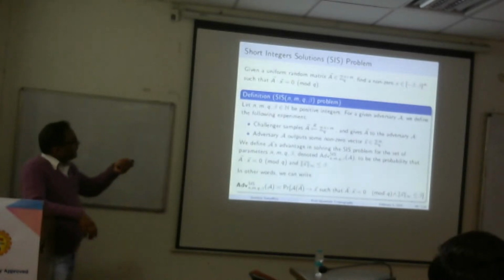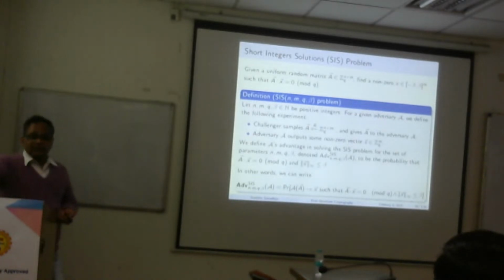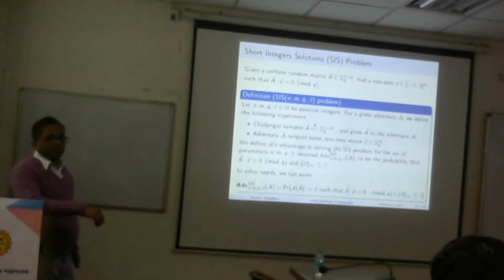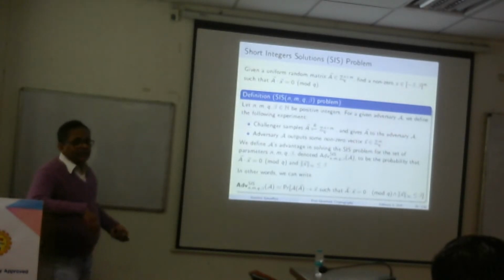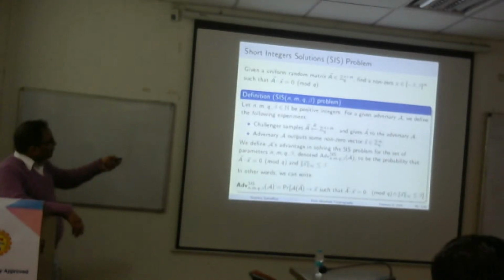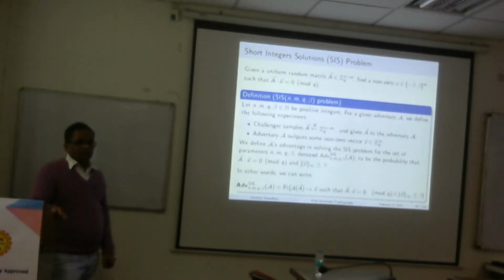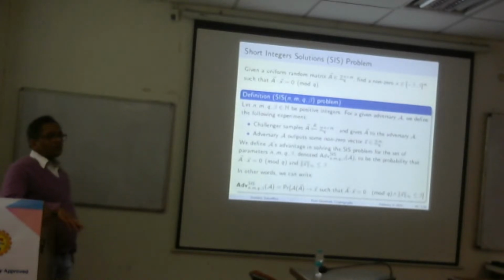Then I will take a vector x, which is non-zero. I am not allowed to take simply 0, 0, 0, the zero vector. But the values are coming from minus beta to plus beta. And then I will multiply A times x. My goal is to find such an x such that A times x is 0 mod q. Because I am working modulo q, I want all answers to be modulo q only. So I want 0 mod q. Okay. So this is the problem I have: Ax equals 0 mod q.